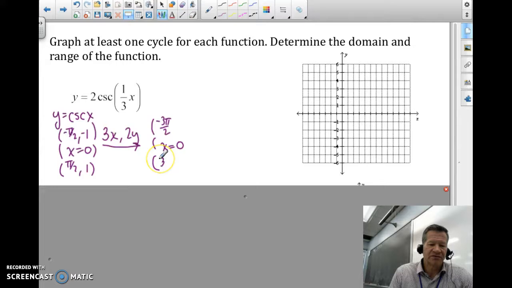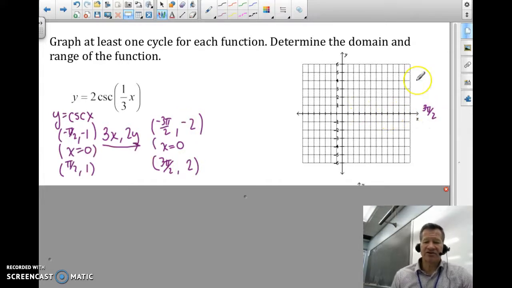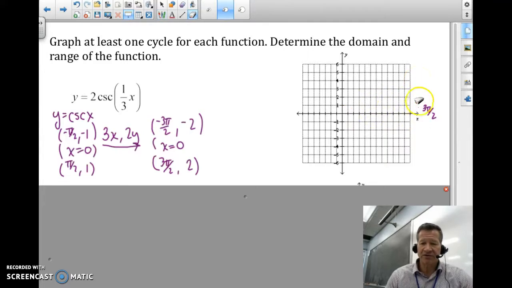Pi over 2 times 3 is 3 pi over 2. How about the y values? 2 times negative 1 is negative 2. 2 times 1 is 2. I am going to use a scale of 3 pi over 2 here. You can use a scale of pi. Actually, because my points are so close together, I'm going to use pi over 2 instead. Otherwise, my graph is going to look really squishy. So negative 3 pi over 2, 1, 2, 3, negative 2.